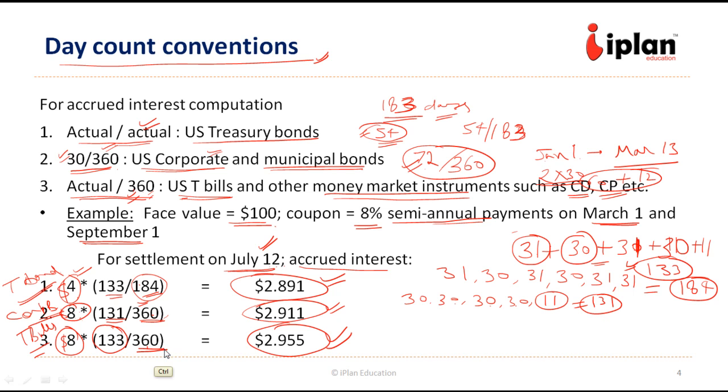So this is how these various conventions make a difference on the calculation of accrued interest. So we need to just remember that for these treasury bond it is actual by actual, for corporate and municipal bond it is 30 by 360, and for money market instruments, treasury bills, etc., it is actual by 360.